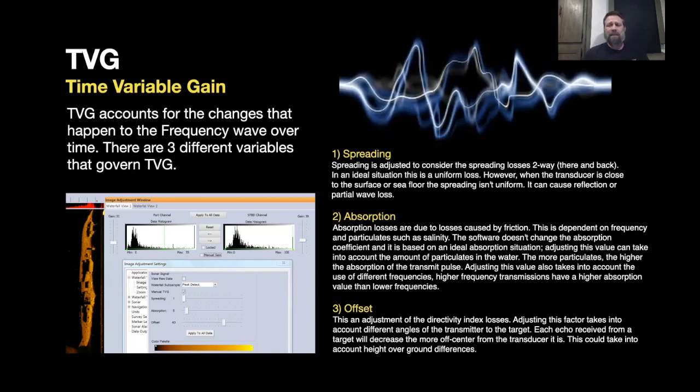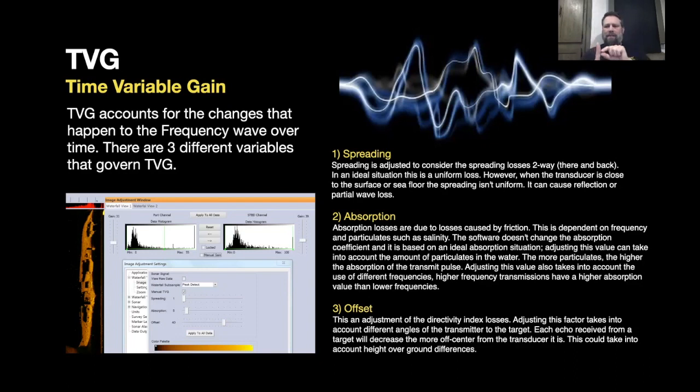Next is offset. Offset's kind of tricky. So you have your towfish and it's moving through the water. We're going to go from the bottom of our screen to the top of our screen, and it's constantly moving. As it's moving through the water, we're sending out these pings. As the towfish comes up, we release the ping, it goes out, and it comes back to the towfish. But the towfish isn't stationary, so it doesn't go out and come back to the same spot. The towfish is moving, so it releases the sound wave, and then it comes back and hits the towfish up here rather than down here.